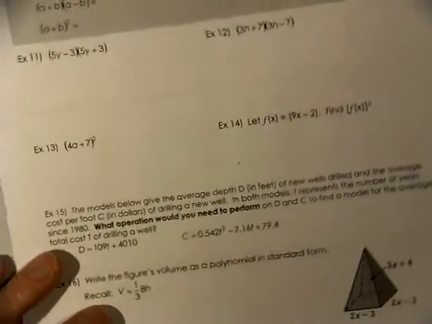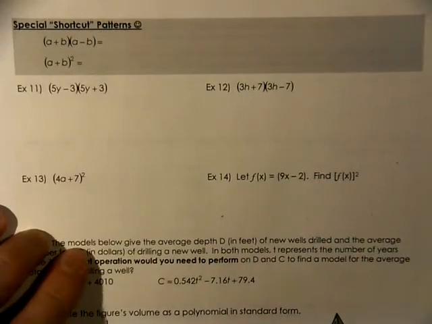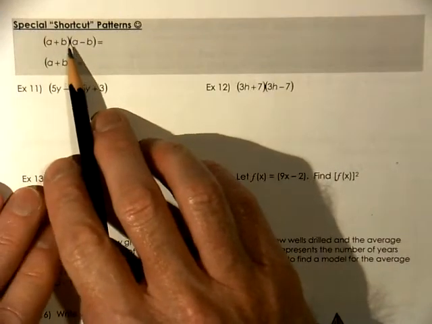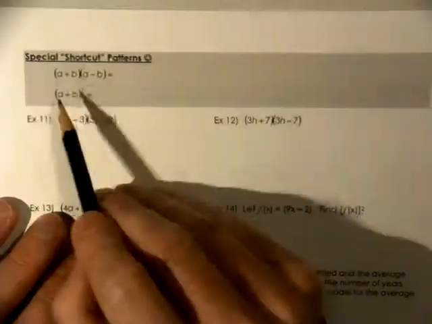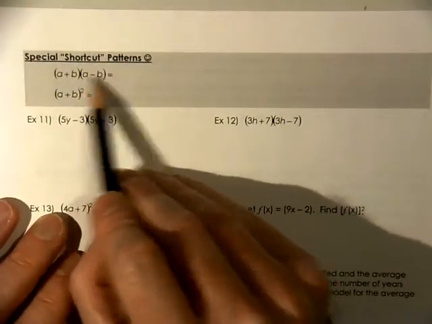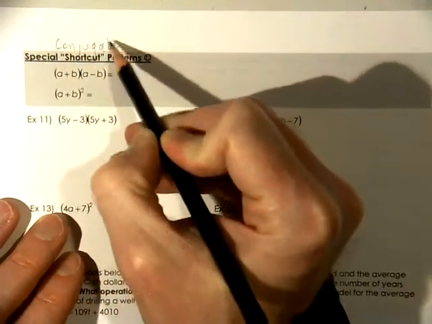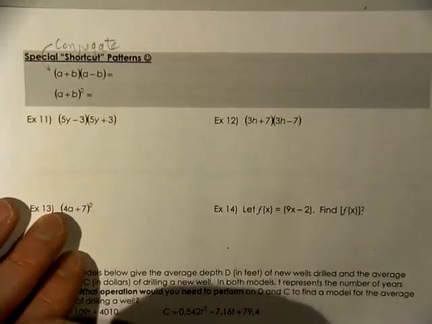Now we flip it over. Now we look at some more special shortcut patterns. These are all ones that we've somewhat talked about before. This is a conjugate. When the two terms are the same, a, b, and a, b, they're both the same, but the sign in between is different. They are called conjugates. So they're a conjugate of each other.